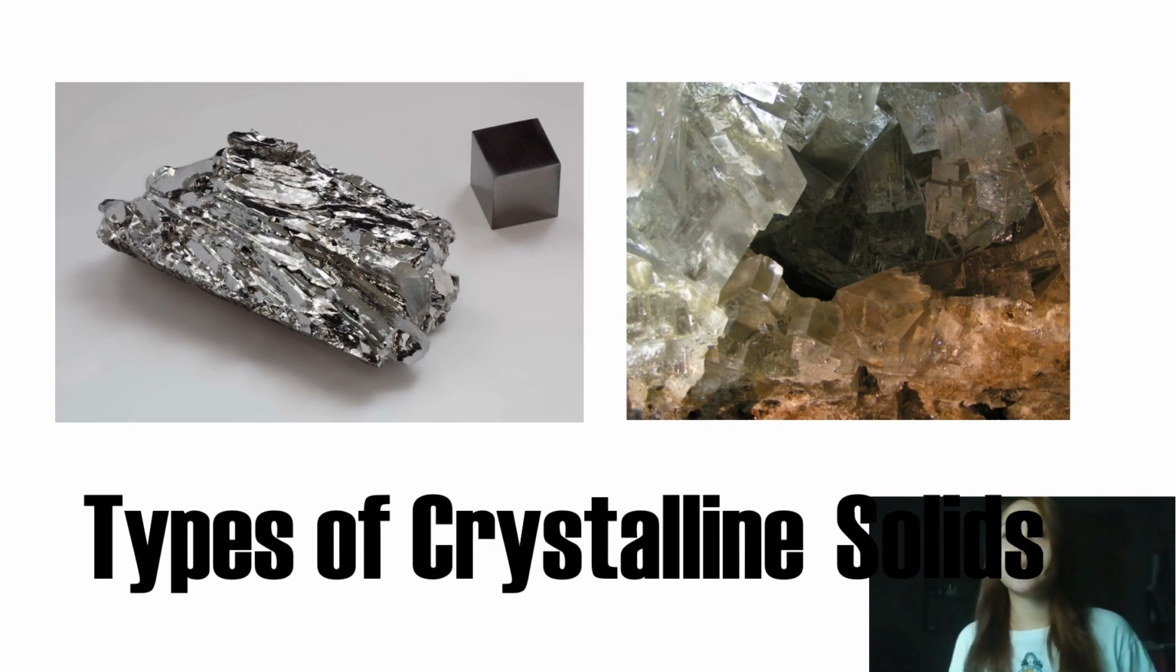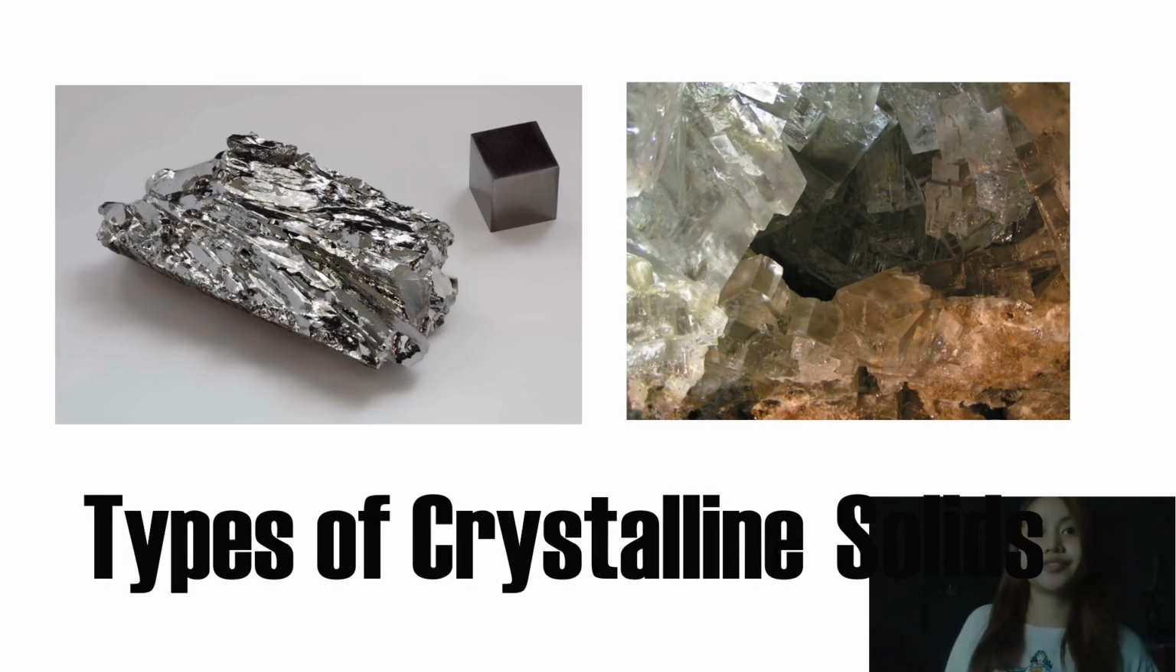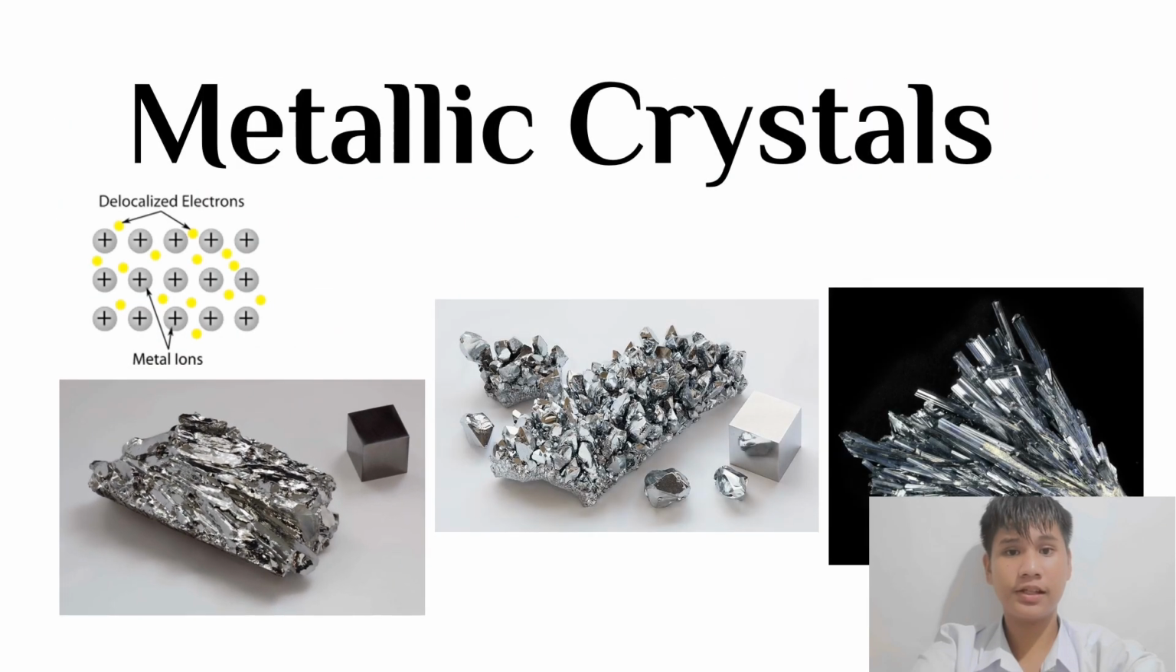Types of crystalline solids. Crystalline solids can be further classified into different types based on their composition and bonding. The main types are metallic crystals, ionic crystals, molecular crystals, and covalent network crystals. The first is metallic crystals.